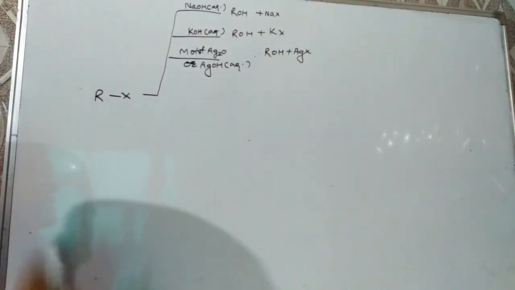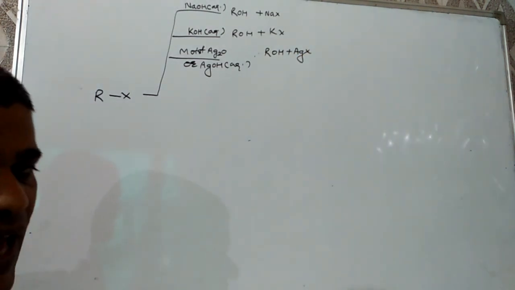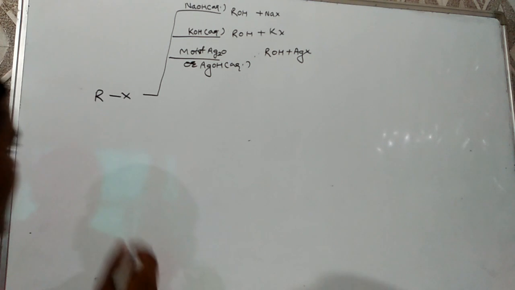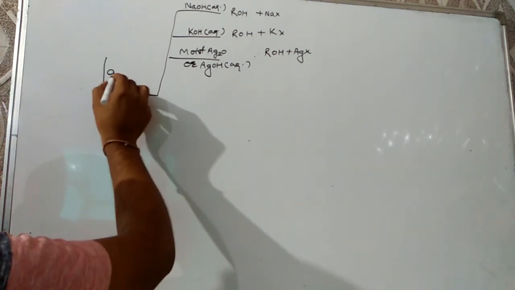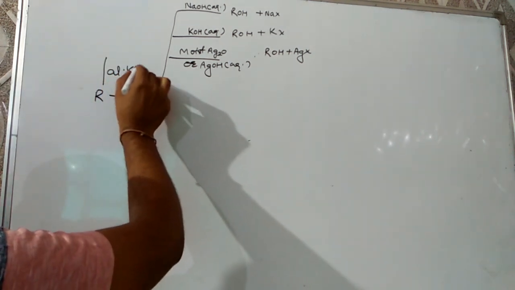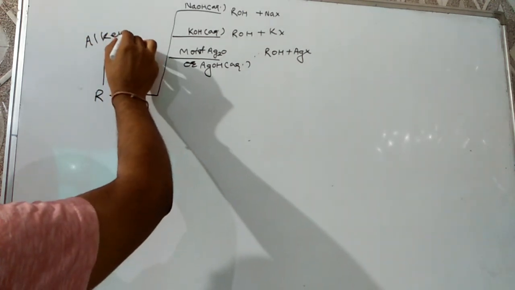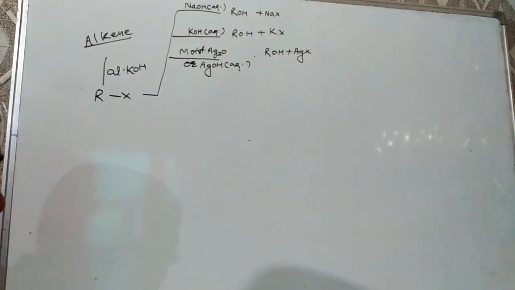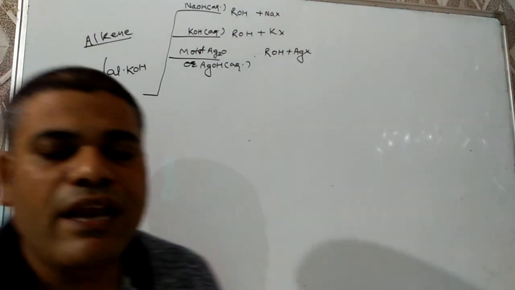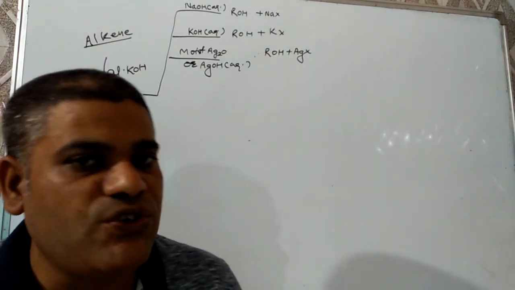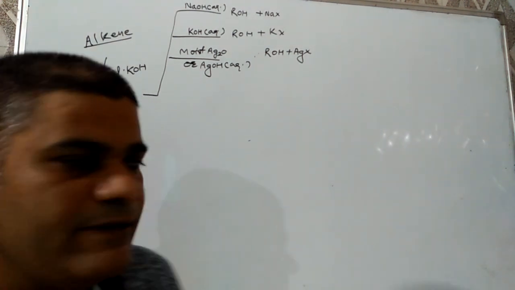These are the three methods by which we can change haloalkane into alcohol. But keep it in mind, if alcoholic KOH is added, then elimination will take place and we will get alkene as a product, because in alcoholic medium, basicity is stronger than nucleophilicity, as I explained.